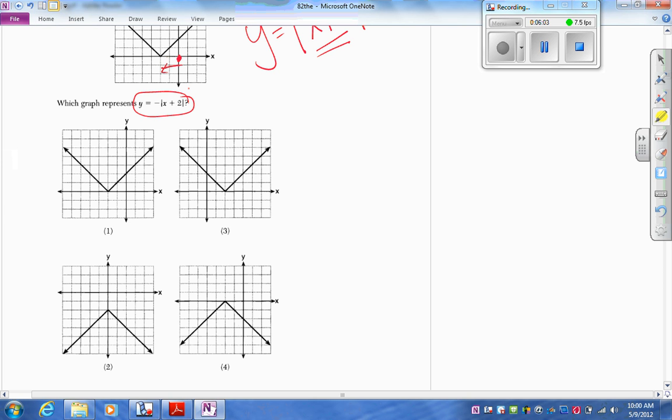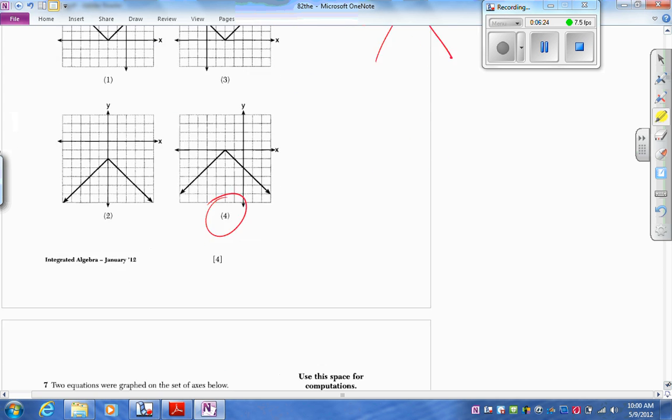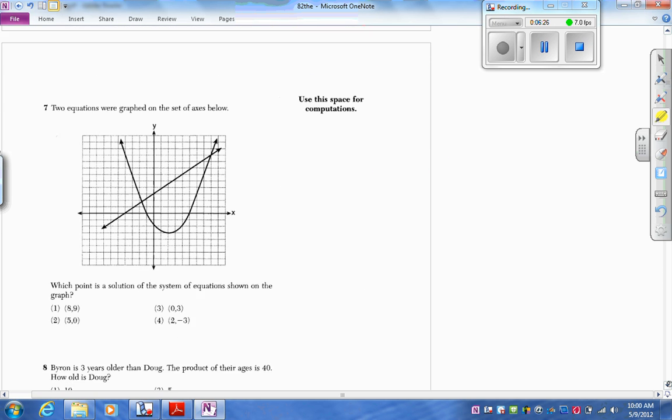But if you remember correctly, this negative just takes a function and flips it upside down. So that's why it's going to have the same vertex, but it's going to flip it upside down, which makes it choice 4. All right, don't forget about that negative. But you can also always just type that into the y equals on your calculator, and it will tell you which is the right answer.